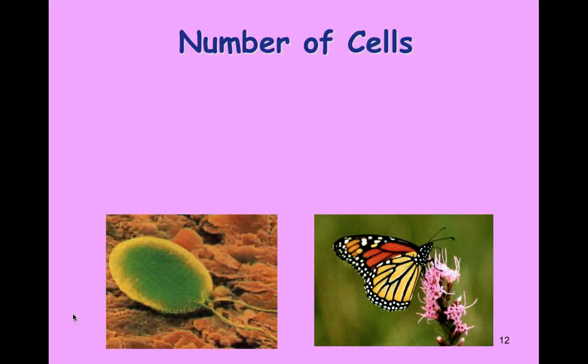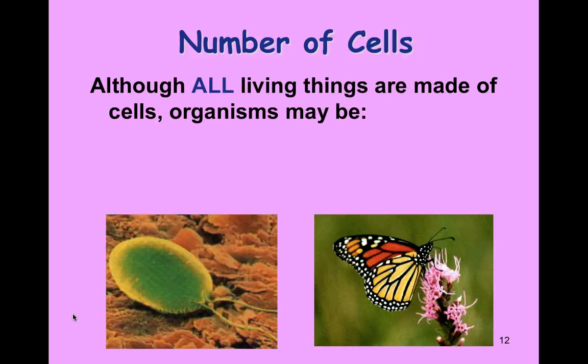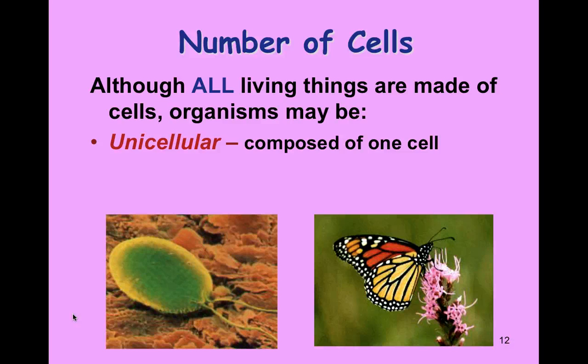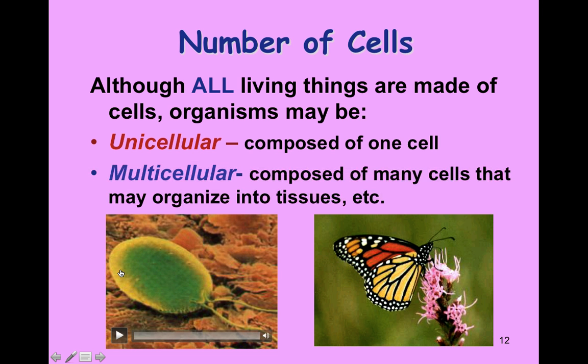Then we have our different numbers of cells. Although all living things are made up of cells, some organisms may be unicellular, meaning composed of one cell. Here we have our one singular cell organism. And then we have our multicellular organism, this butterfly and the flower, that are composed of many cells that may organize into tissues.